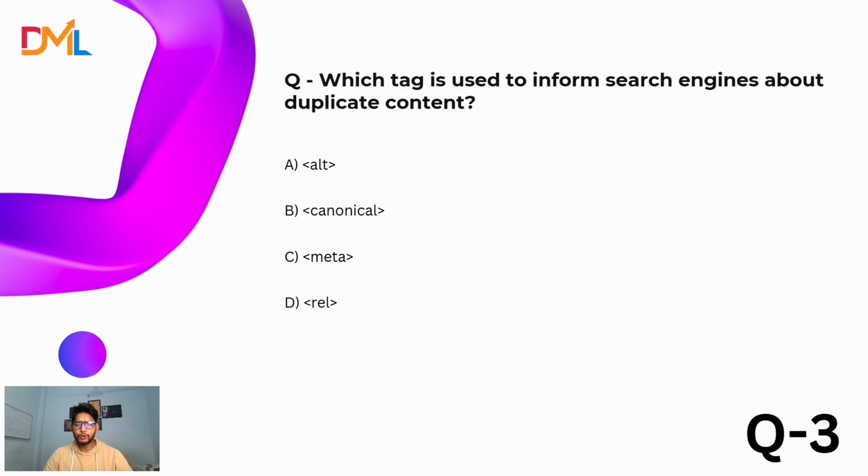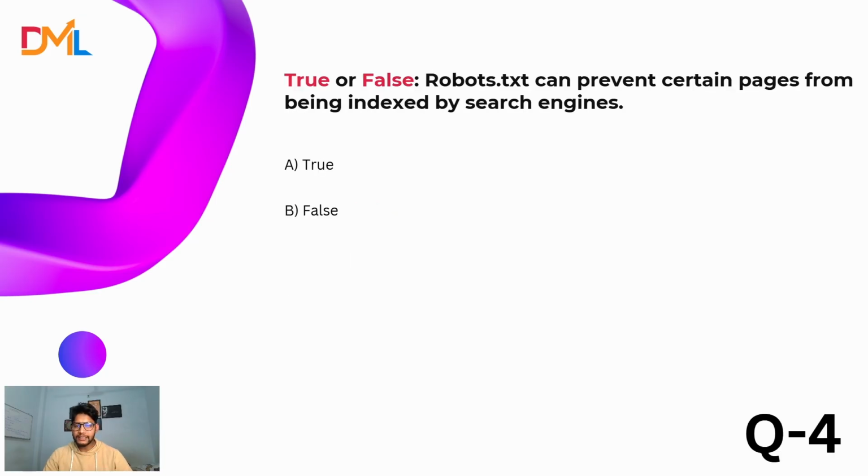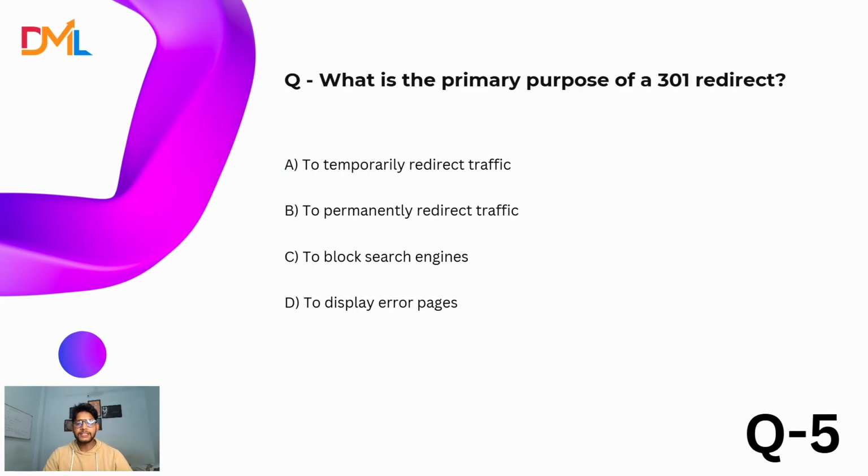Which tag is used to inform search engine about a duplicate content? Canonical tag. True or false? Robots.txt can prevent certain pages from being indexed by search engine. It is true. What is the primary purpose of 301 redirection?